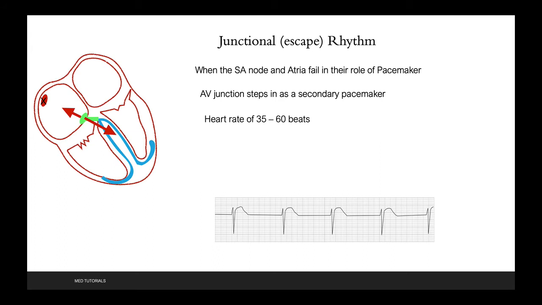Now here's an ECG of junctional escape rhythm. We notice that the P waves are absent. That's because they're buried in the QRS complex. Sometimes you might see retrograde P waves after the QRS complex because it's originating in the AV junction and it goes through the bundle of His and the bundle branches. The QRS complex is narrow.